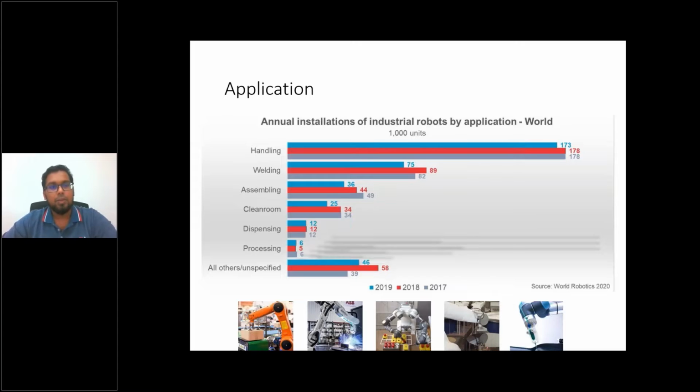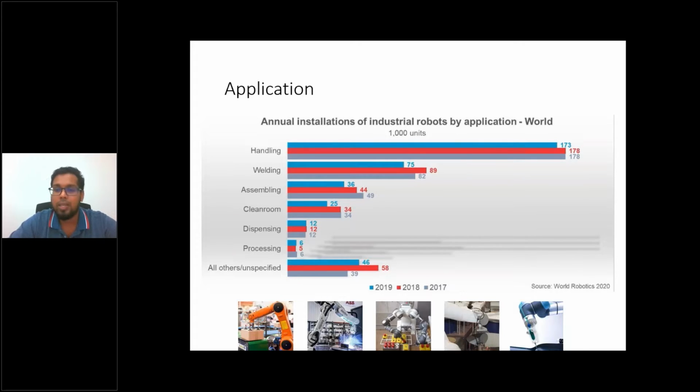Okay, next we are going to see about applications. If you see this chart from the World Robotics 2020 survey, the most common application in industry using a robot is handling parts. Handling parts can go up to pick and place, machine tending, palletizing, or maybe packaging. So it just does pick and place applications.